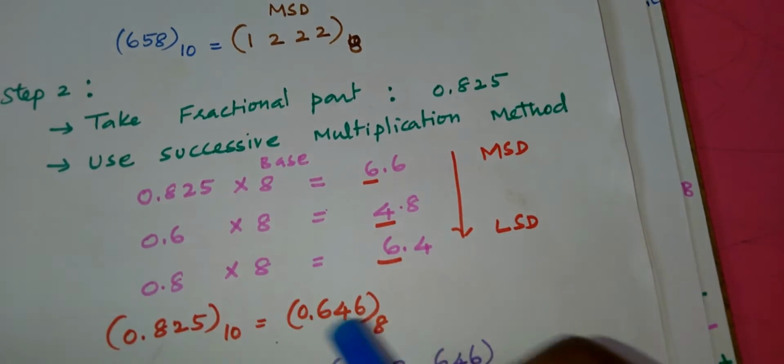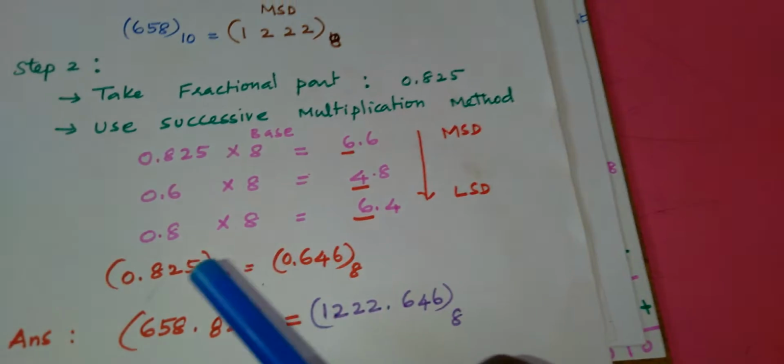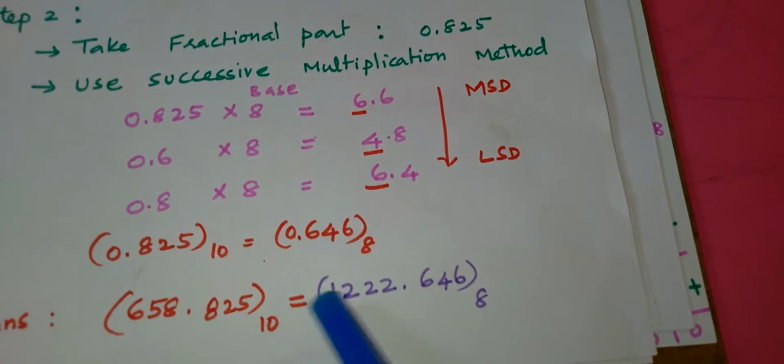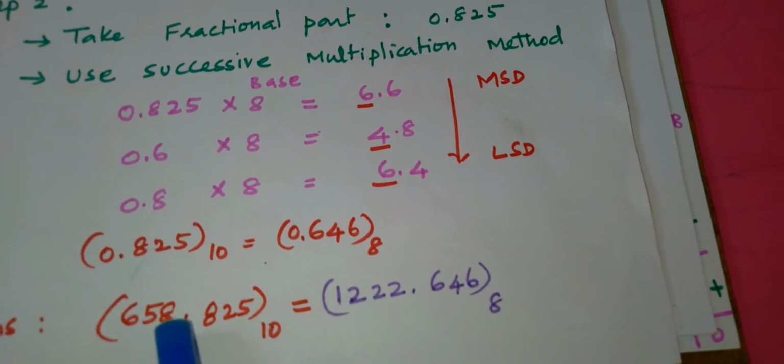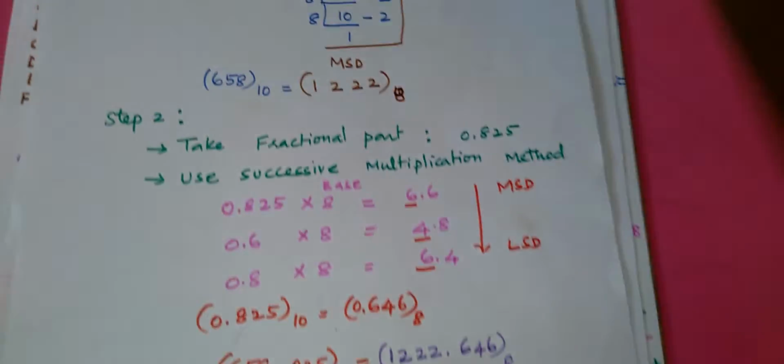646 with base 8. Combine the integer answer and the fractional answer for the final answer. This is your decimal number and this is your octal number.